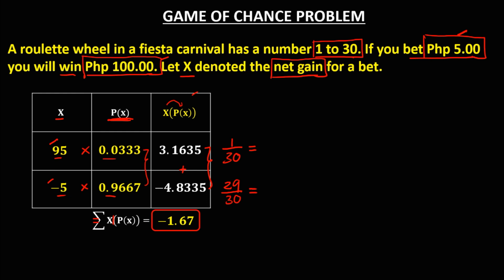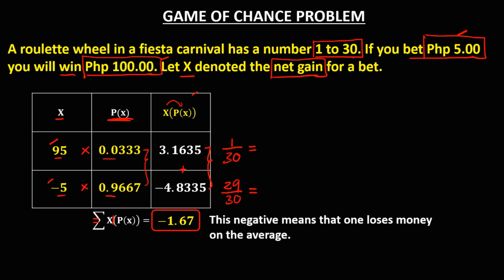Then if the expected value is negative, then you lose. But if the expected value is positive, then you win. So in this case, this negative means that one loses money on the average of 1.67, or you have a chance to lose 1.67 pesos per bet.